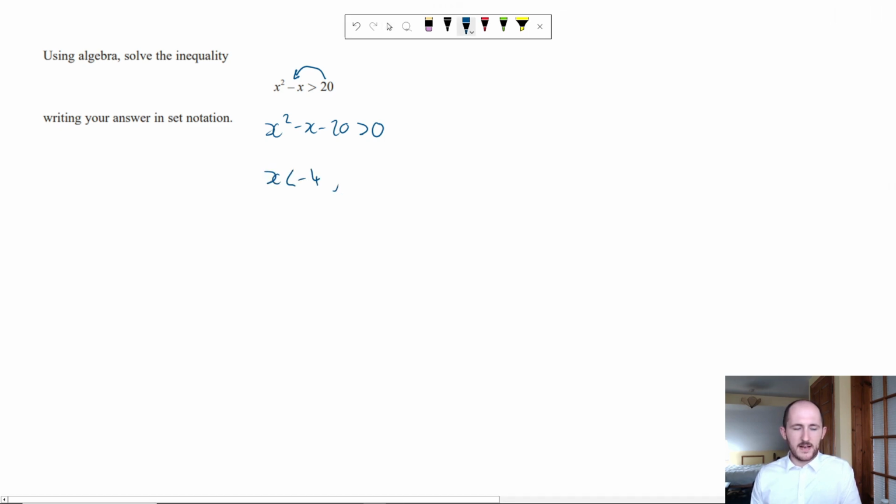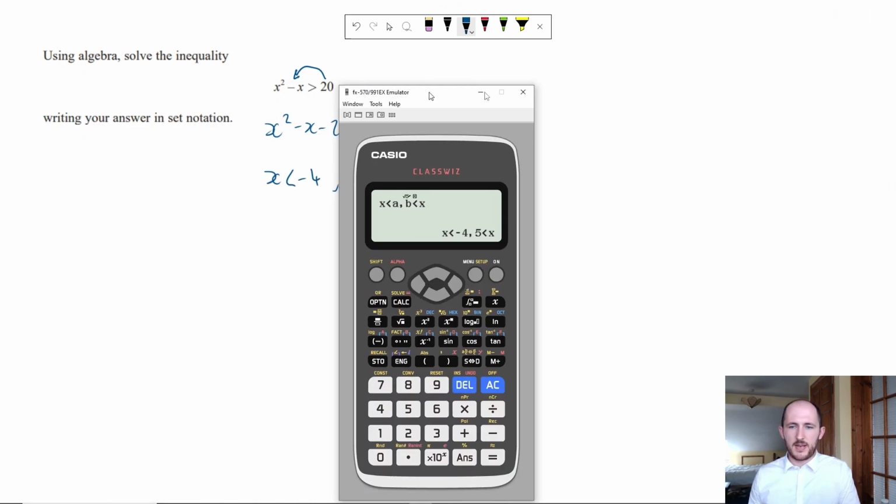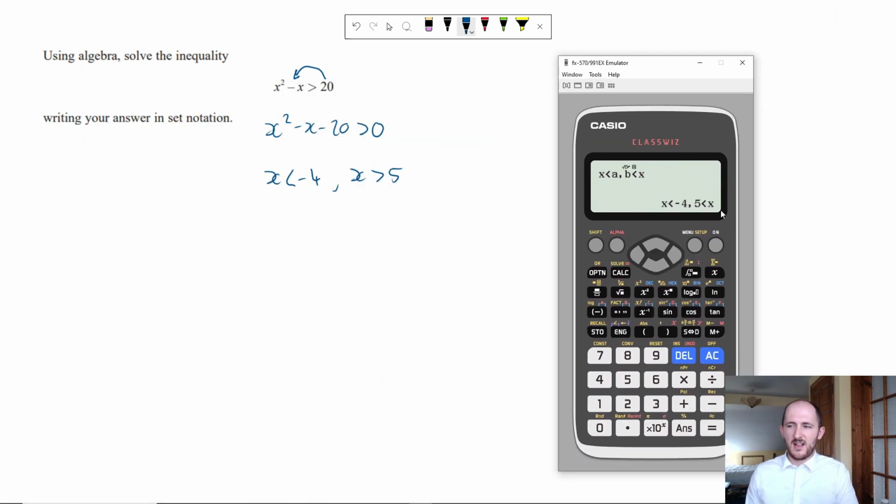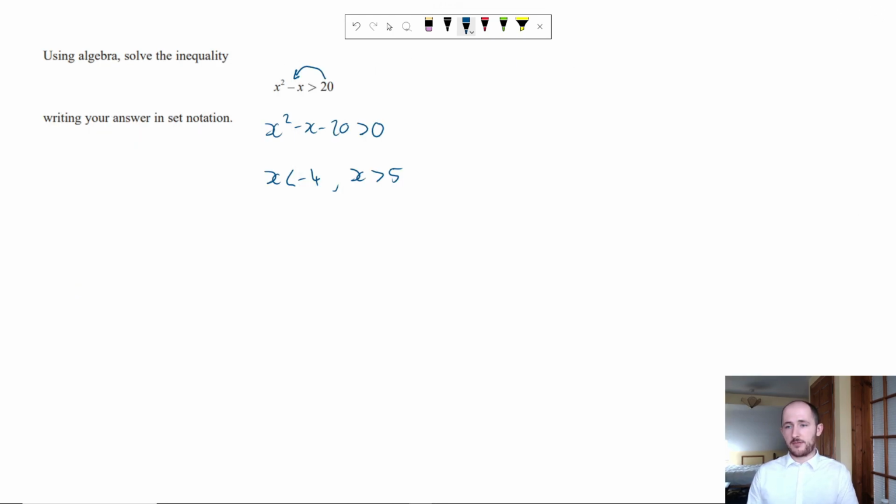And I'm going to write it slightly differently. I'm going to say x is greater than 5. So again, the calculator does put it as like 5 is less than x. It's not wrong by any means. I've just always written it like this with the x on the left-hand side. Okay. So far we've got 2 out of the 3 marks.